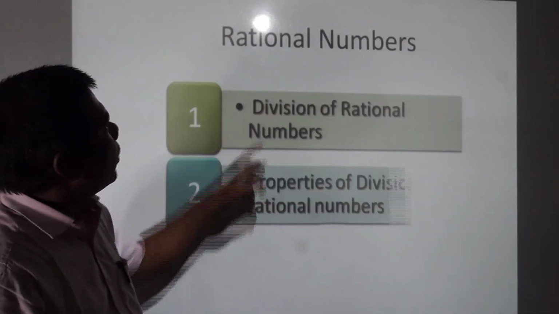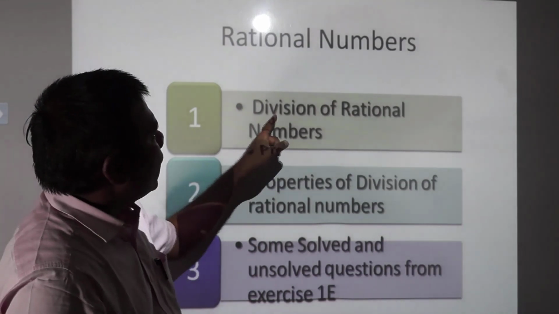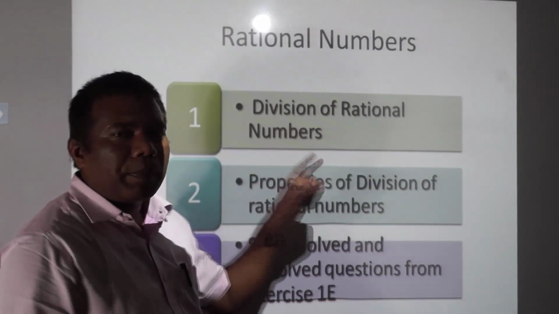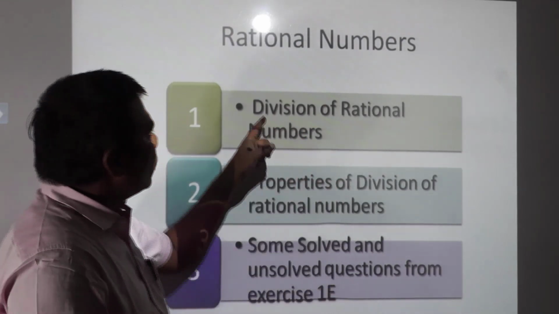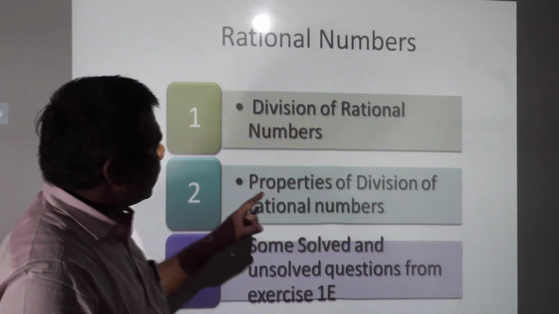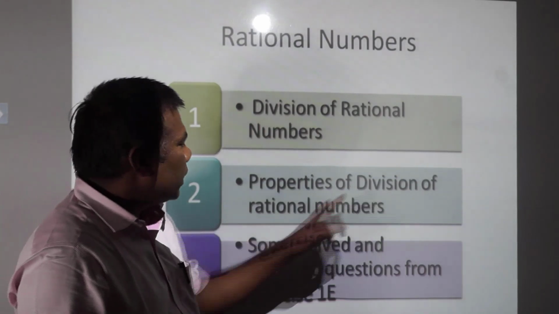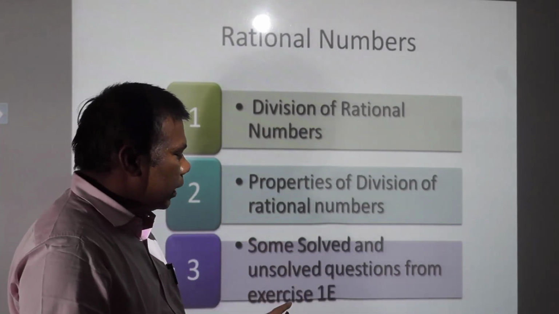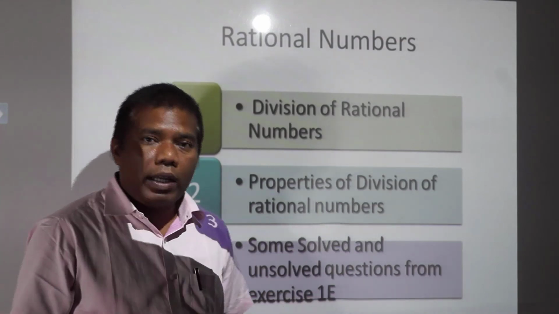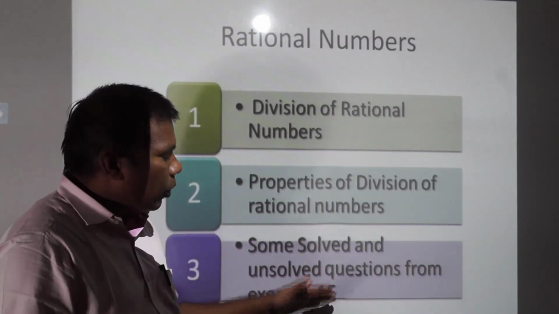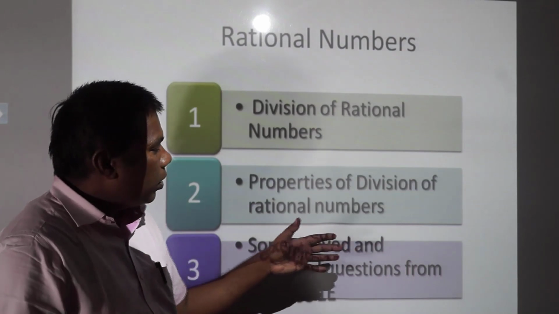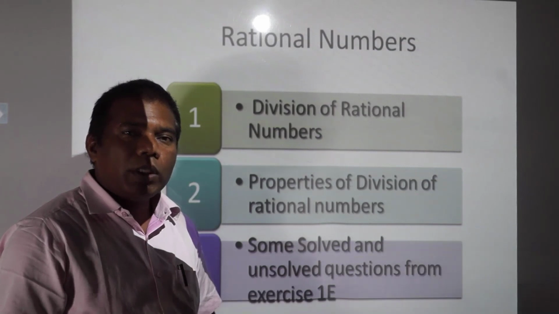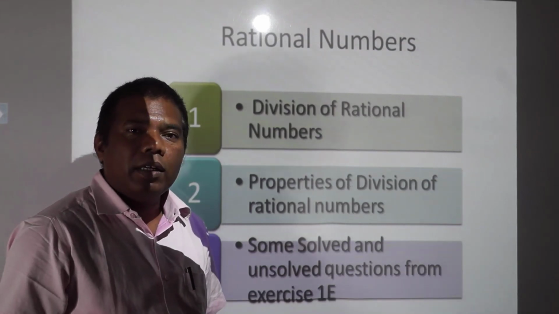Today we are going to learn, under rational numbers, division of rational numbers, because we have already seen addition, subtraction and multiplication. So today we will see division of rational numbers, properties of division of rational numbers, and a few solved and unsolved questions of exercise 1E. And I hope that whatever we discussed before 1E, you have watched properly, and I hope most of the questions you might have done in your copy.